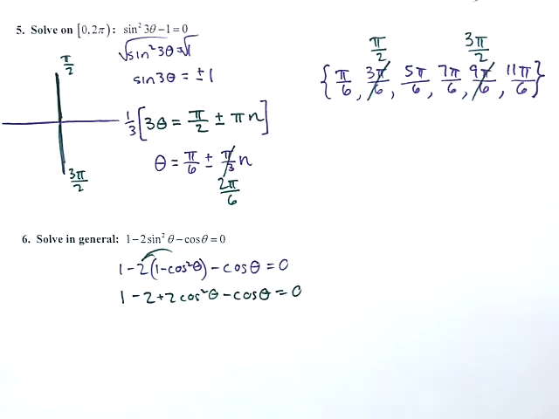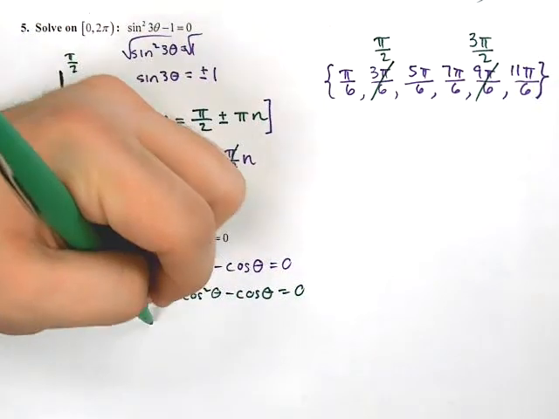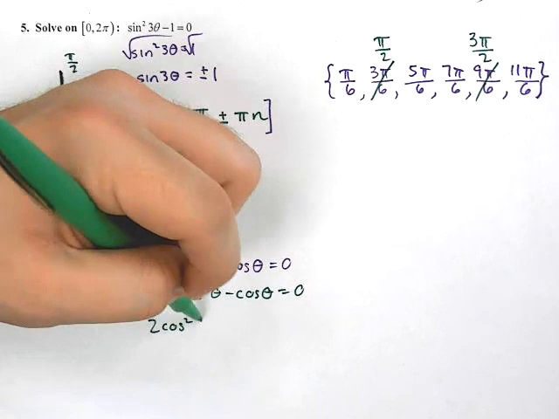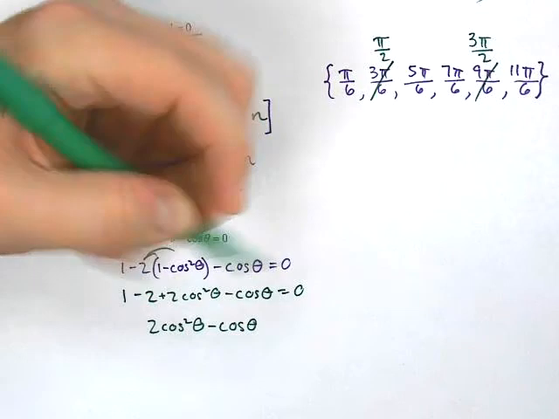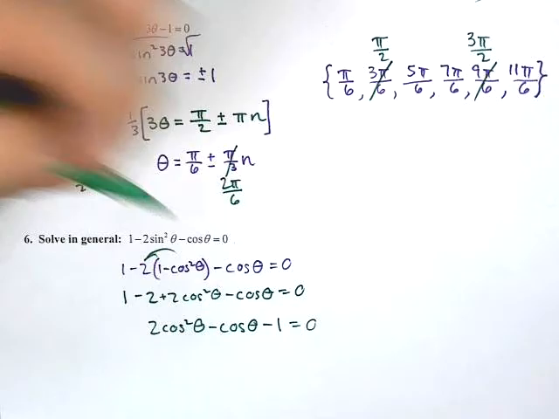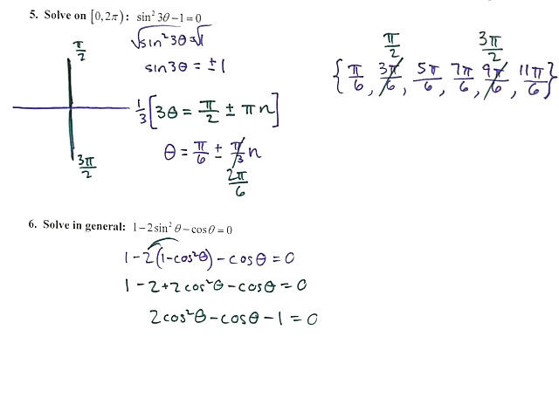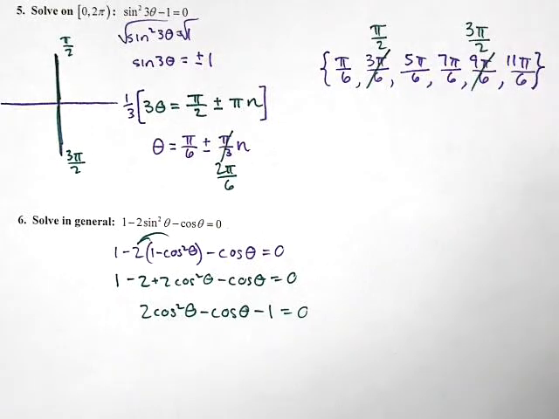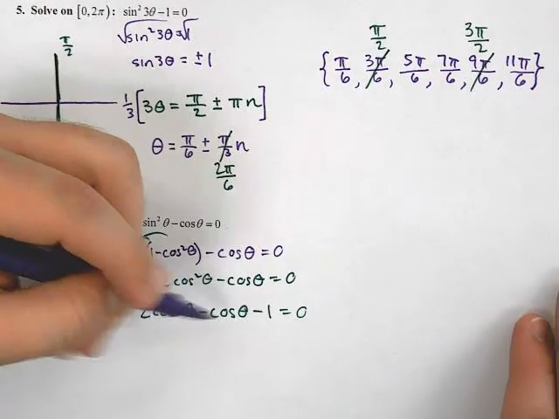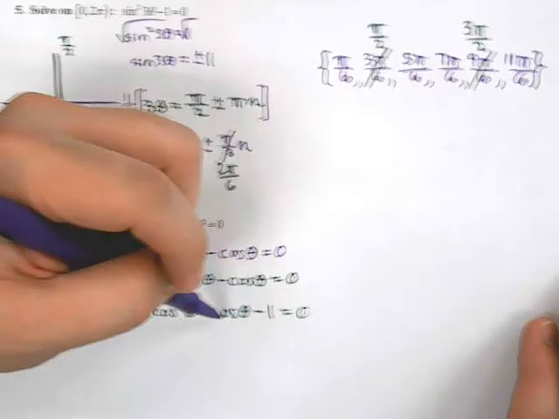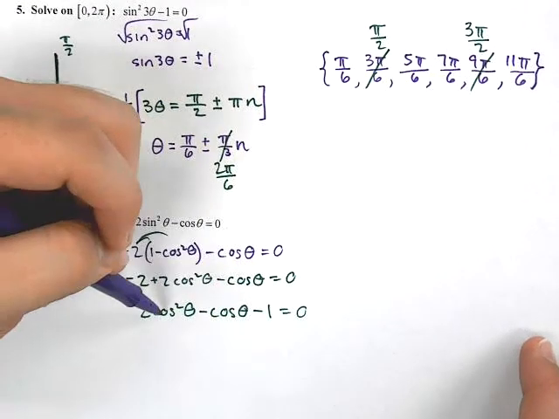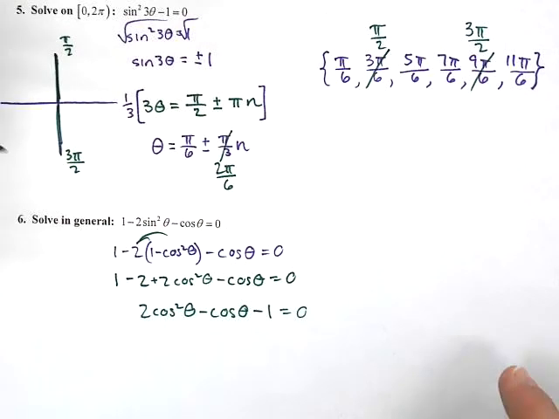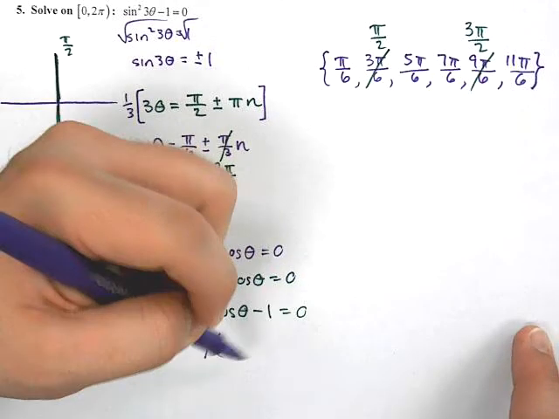All right, this is doable. I'm going to rearrange it. I'm going to say 2 cosine squared theta minus cosine theta, and then I have a 1 minus a 2, so negative 1. All right, hopefully you guys remember some of this stuff. Now, we need to factor this, right? We have a cosine squared and a cosine. That's just like a quadratic, right? Again, you can treat it as x squared and x if you see things better. I'm going to try and do it normally.